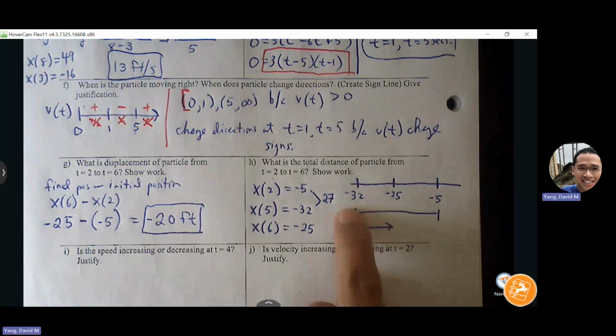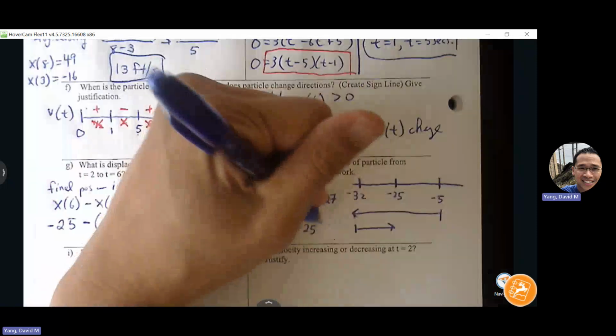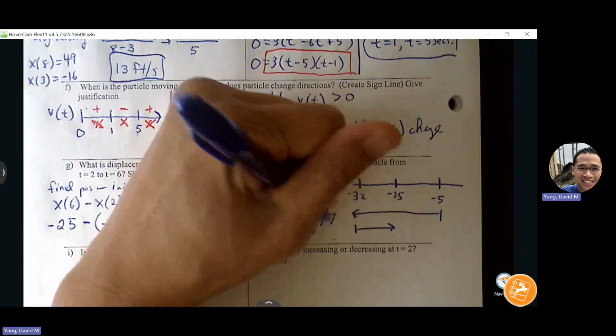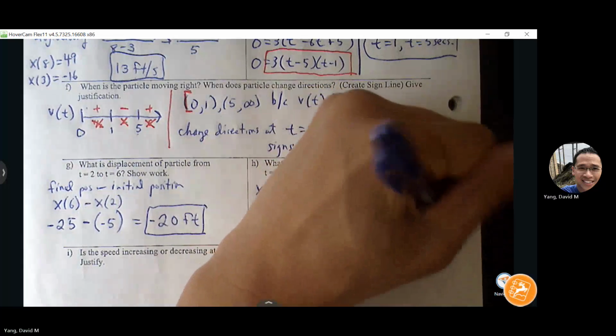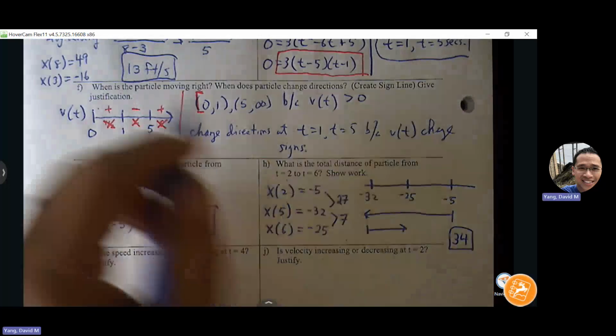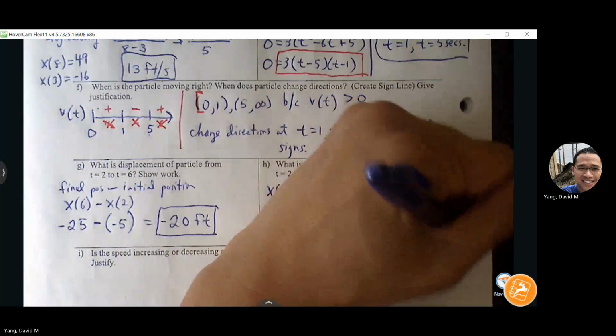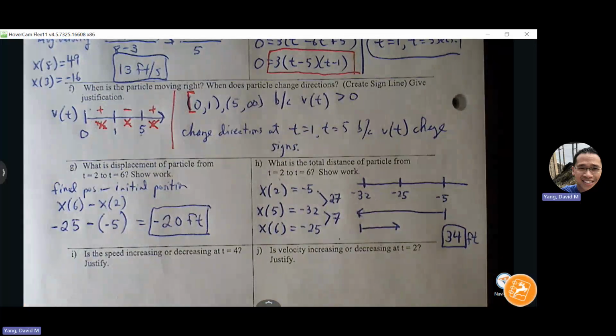And then from negative 32 to negative 25, how many steps would you get from here to here? 7 steps. That's a positive number as well. So in total, how many steps have you taken? 34. That's your total distance. I haven't gone over that yet, but that's how you total. How do you label that? Just say feet. You took 34 steps, or in this case, 34 feet.